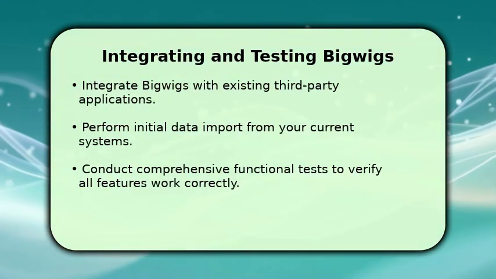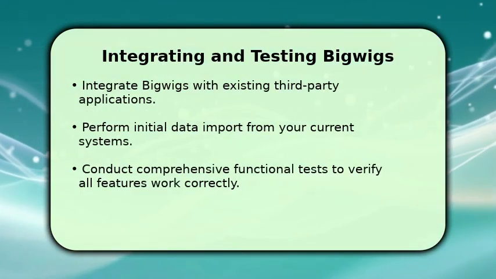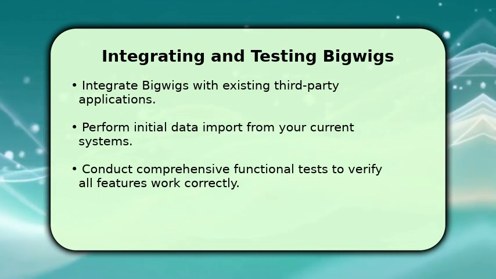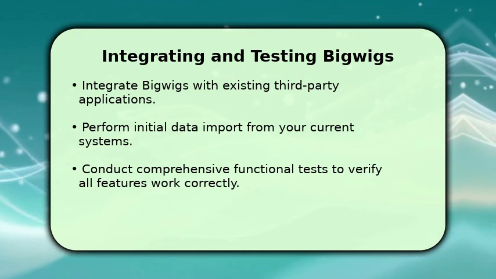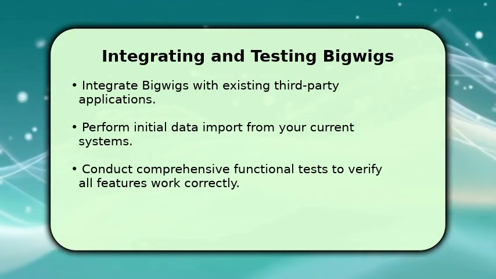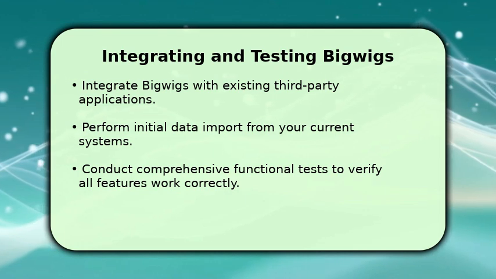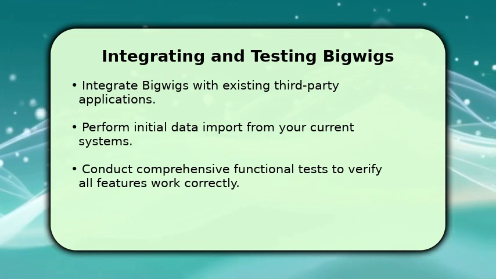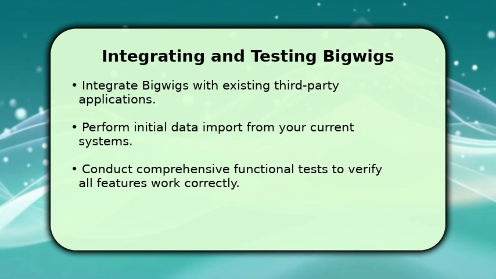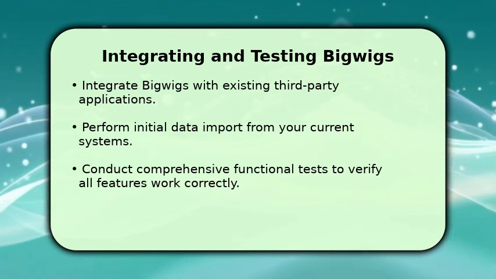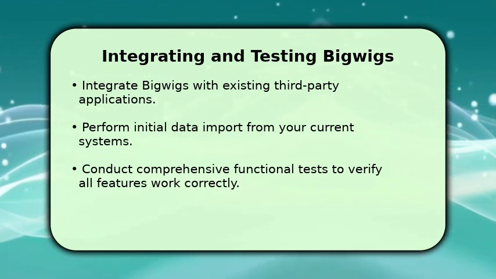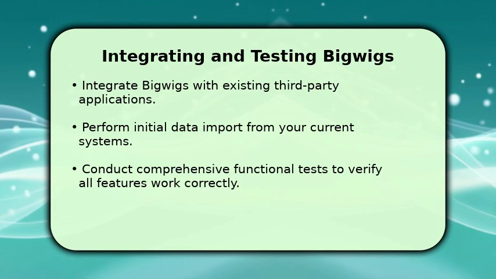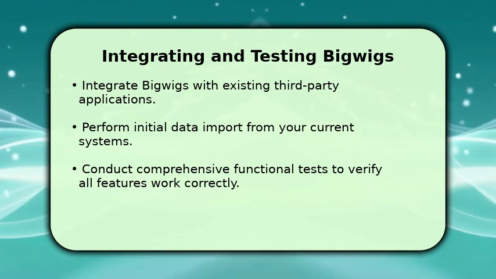Moving on, it's time for integration and thorough testing. Begin by integrating BigWigs with any existing third-party applications you use, ensuring seamless data flow. Then, perform an initial data import from your current systems into BigWigs. After that, conduct comprehensive functional tests to verify that all features, from reporting to user management, are working perfectly. Finally, run performance tests to confirm the system can handle your expected workload efficiently.